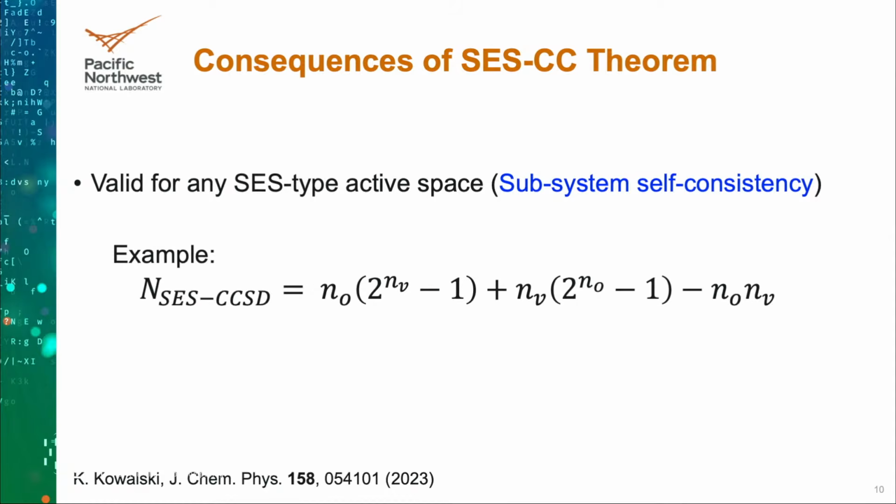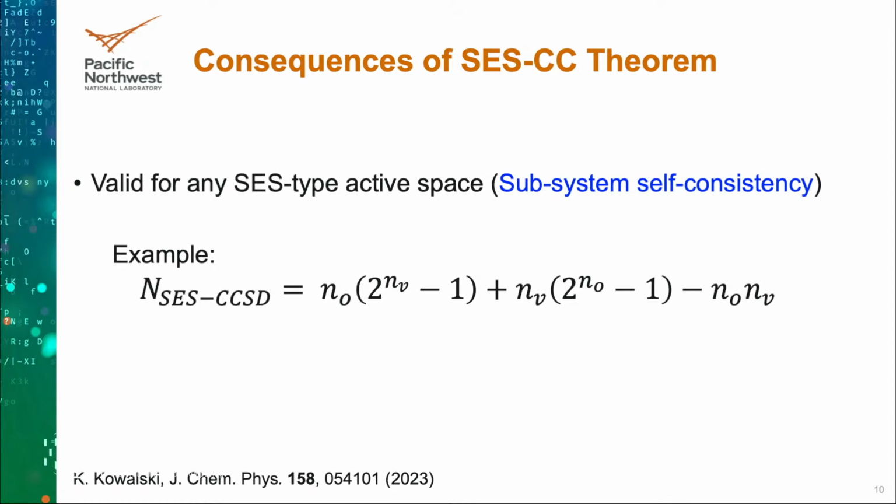So this SES theorem is valid for many active spaces. This is not only one active space. You can form an effective Hamiltonian and get the energy. There are a lot of those active spaces, and their number for CCSD theory is shown here, right?